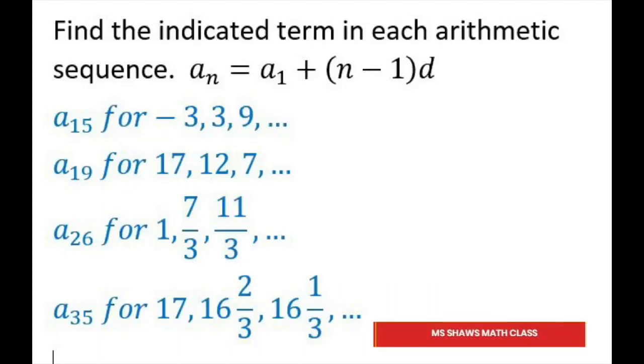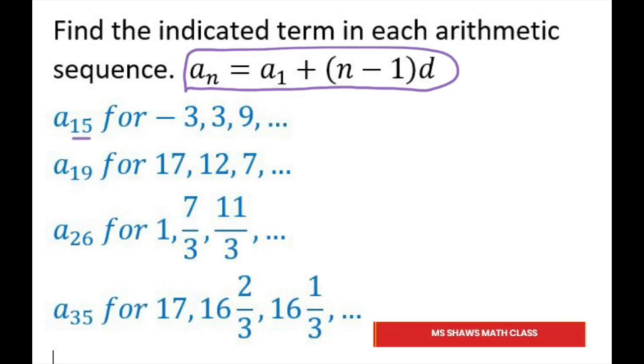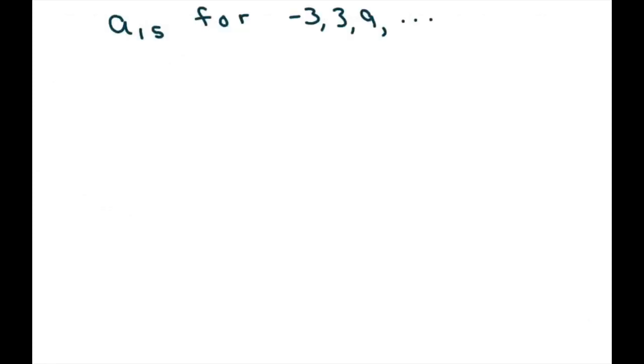Hi everyone, we're going to find the indicated term in each arithmetic sequence, and this is the formula we're going to use. That means these have a common difference, and we're going to find the 15th term, 19th, 26th term, and 35th term. So basically we have 4 terms here, and we'll get started with this one.